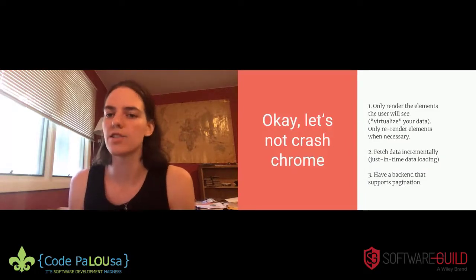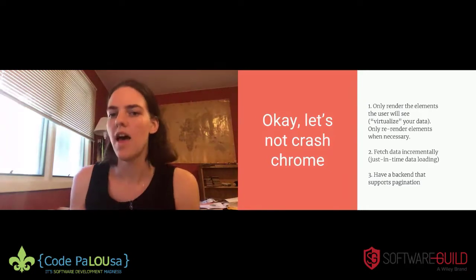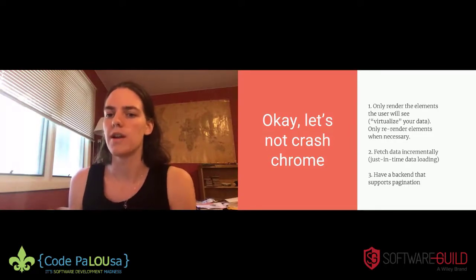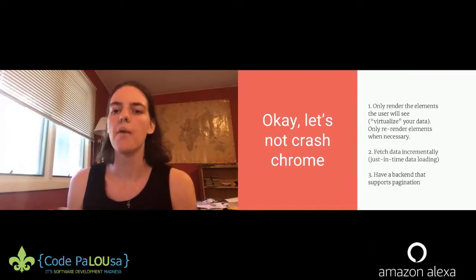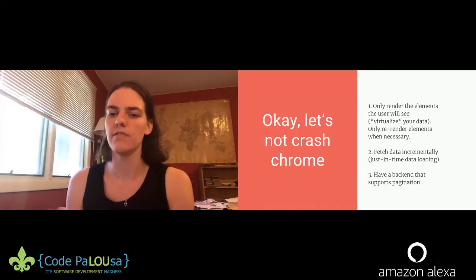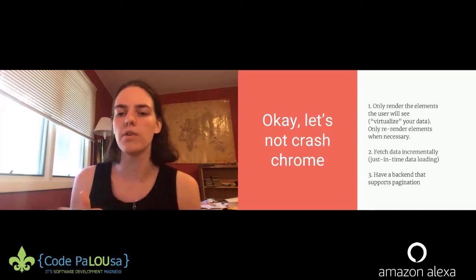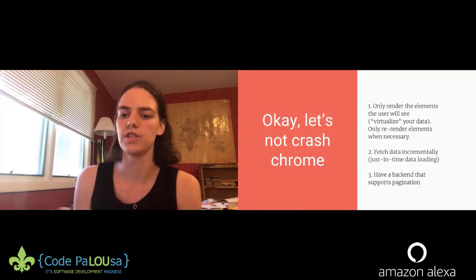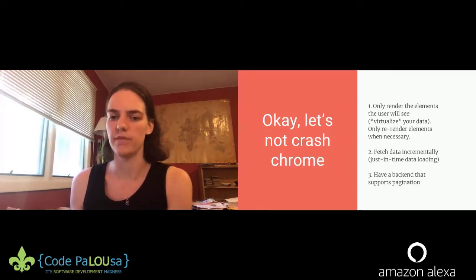So this talk has 3 parts. I'm going to start by focusing on the front end and talking about how you can render only the elements that the user sees, which is called virtualizing your data, but only re-rendering elements when necessary for snappy front-end performance. Then I'm going to jump over to how you can fetch data incrementally. This is also called just-in-time data loading, and how that will help you with performance. And then in order for us to do the second point, so to do just-in-time data loading, we also have to have a backend that supports pagination.